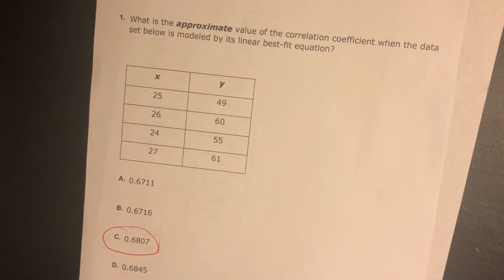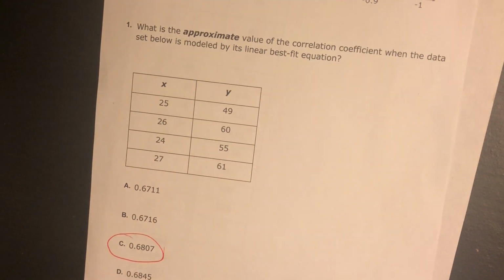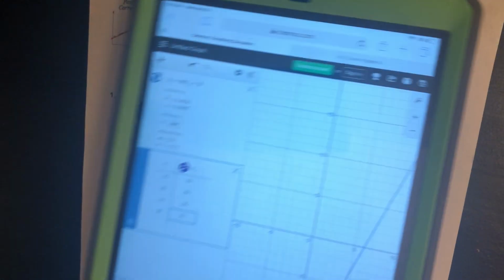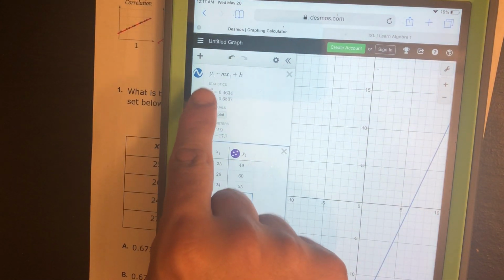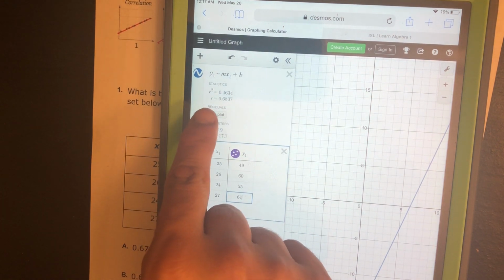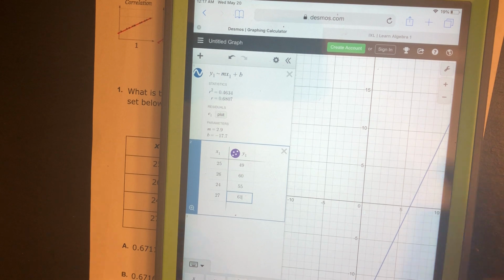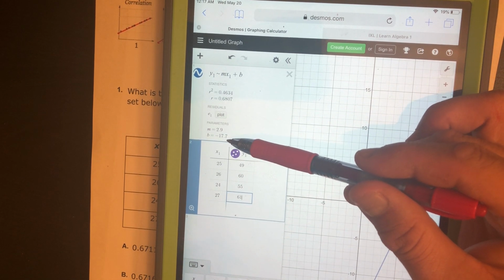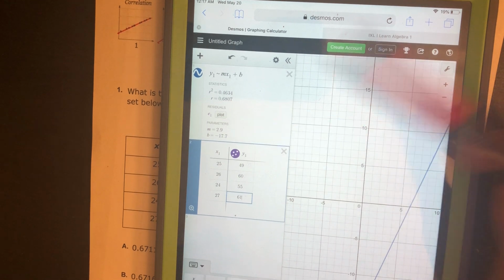But basically today's lesson, all you're going to do is look at tables and then type your tables into Desmos and make sure you type in y subscript of 1, curly symbol, mx subscript of 1 plus b to get your correlation coefficient, okay? Don't worry about the rest. Don't even worry about your m and your b, your slope and your y-intercept, which is also given right here, okay?